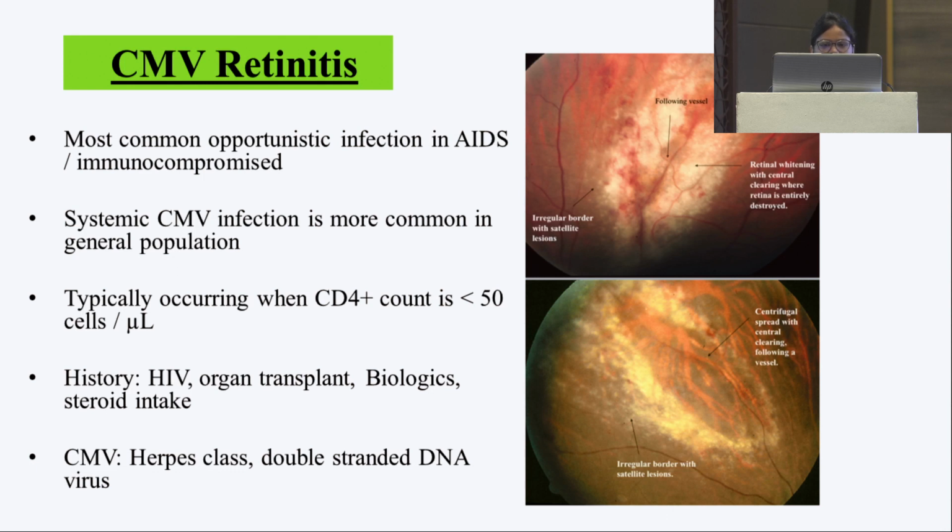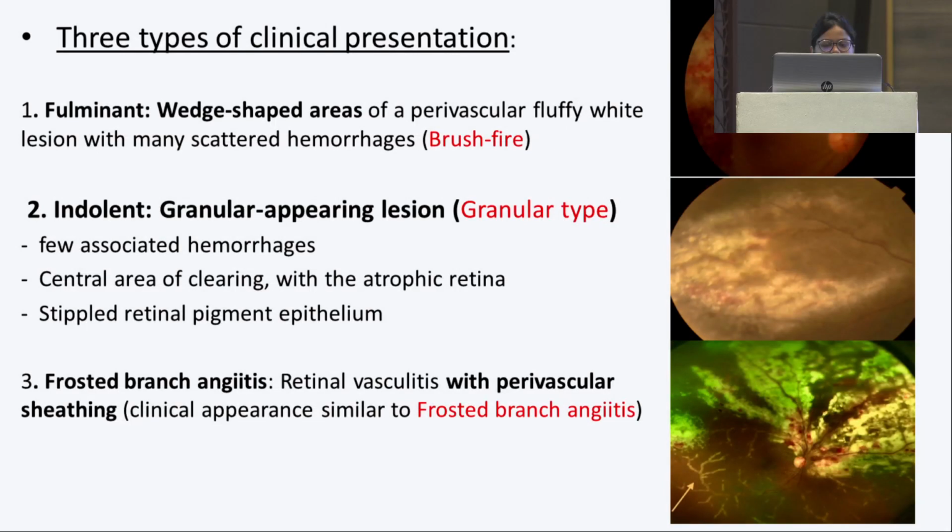So one of them is CMV retinitis. CMV retinitis is the most common opportunistic infection in AIDS or immunocompromised patients. It's usually seen when the CD4 count goes below 50 cells per microliter. And patients with HIV, patients with organ transplants, and those on steroids usually will have such a presentation. So there are 3 types of clinical presentations.